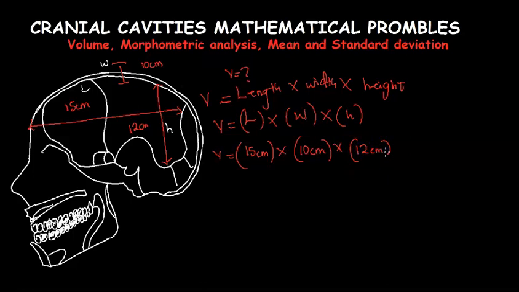Punch it on your calculator. 15 multiplied by 10 is simply going to be 150. 150 multiplied by 12 is simply going to be 1,800. Remember, the unit of volume is centimeter cube. Volume is simply going to be 1,800 centimeter cube. So the next thing we need to look at is the morphometric analysis.